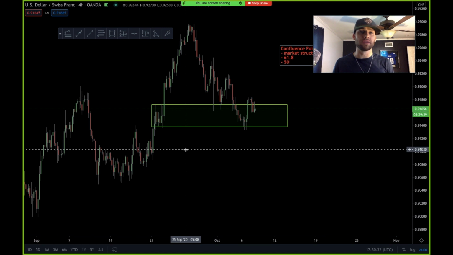There's always ways to make confluence. So if you do have confluence, you want it to really line up, not perfect, but almost perfect. Try not to make it work if you can.